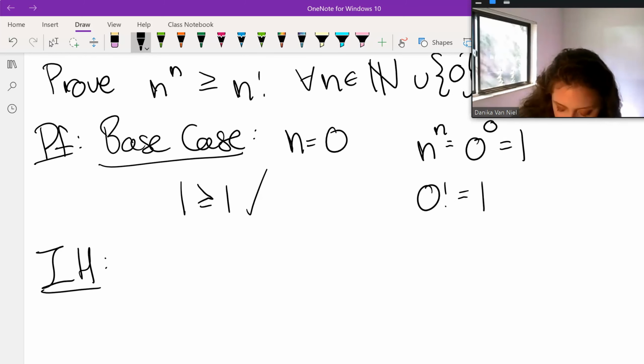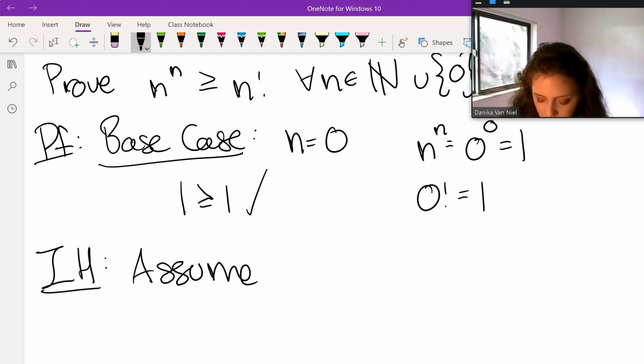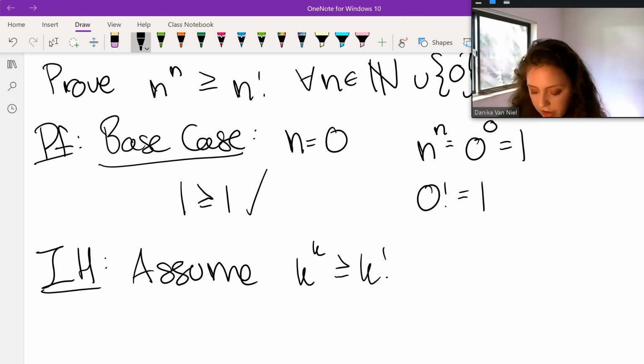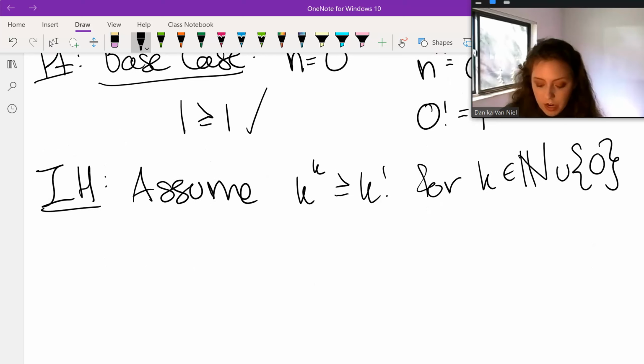Inductive hypothesis. I'll be shortening them, you don't have to. All right, so now I want to assume for some k: assume k to the k is greater than or equal to k factorial for some k in the naturals or 0. Okay. All right, so now our inductive step.